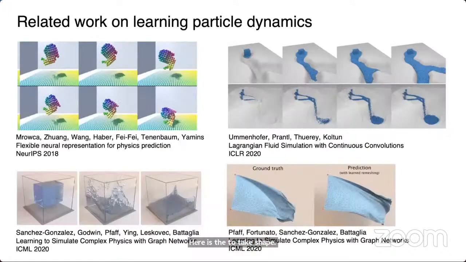We are not the only ones who use particles to represent the states. There is concurrent work from Stanford who also use particles to model the dynamics of deformable objects. There are also many follow-up works that scale the system to environments with many more particles or mesh-based systems and demonstrate stable future predictions of thousands of time steps.